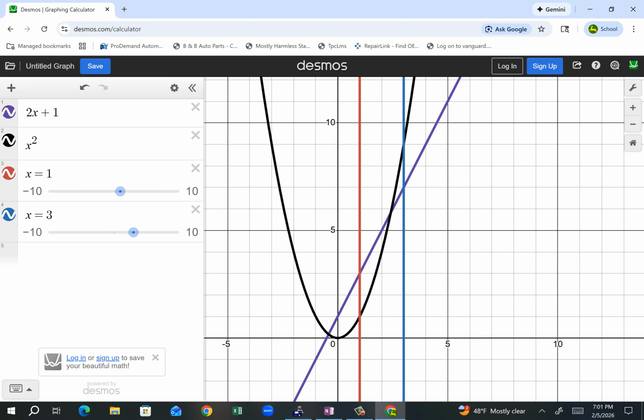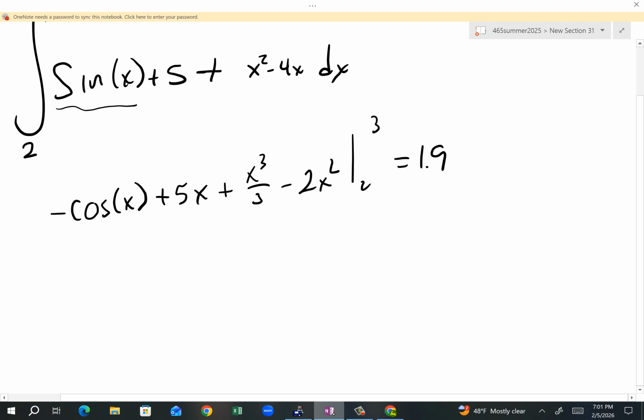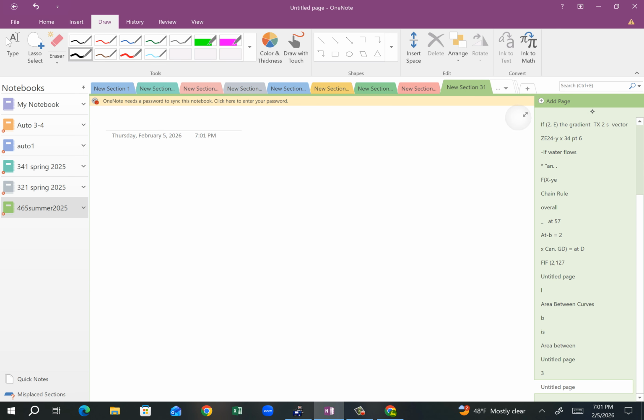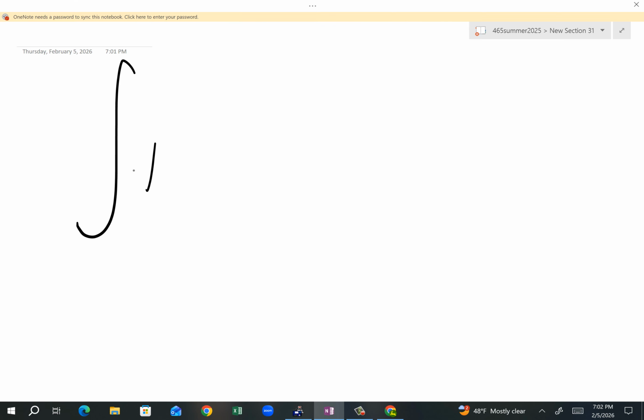Whoa! What do you notice? What I notice is that between 1 and 2.4, purple is on top and black is on the bottom. But between 2.4 and 3, it's the other way around. Remember, it's always the integral of the top function minus the bottom function on the interval in question.